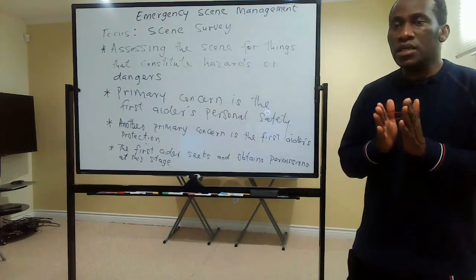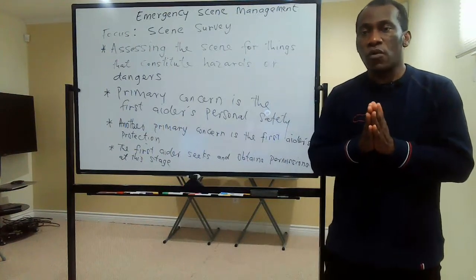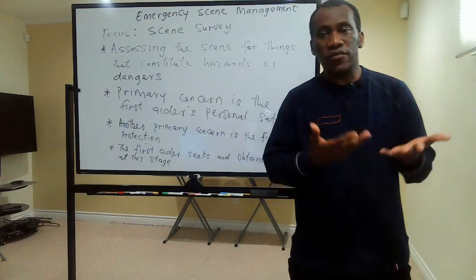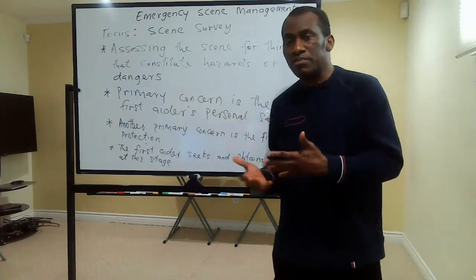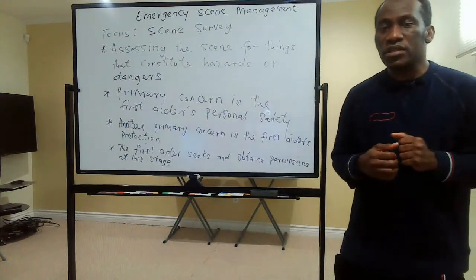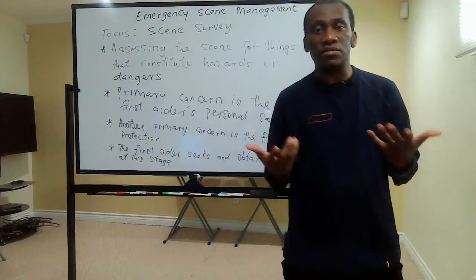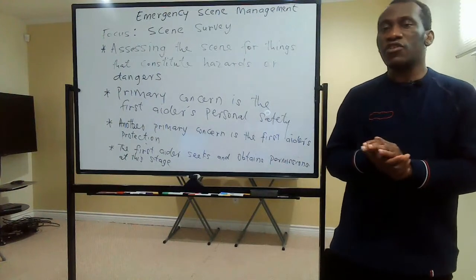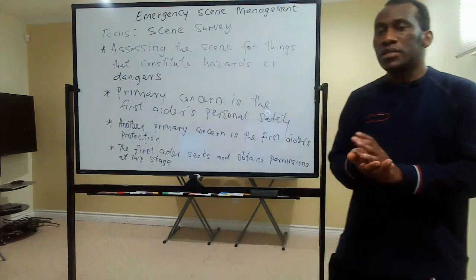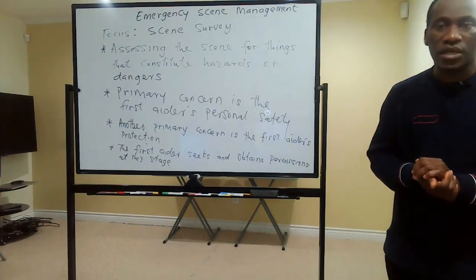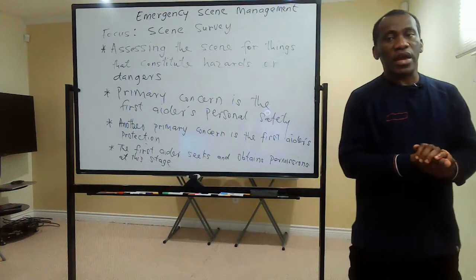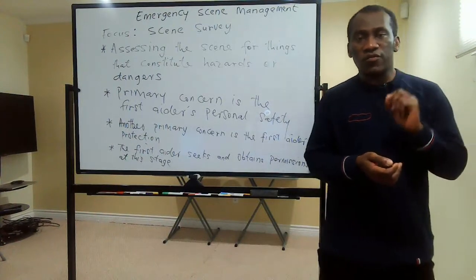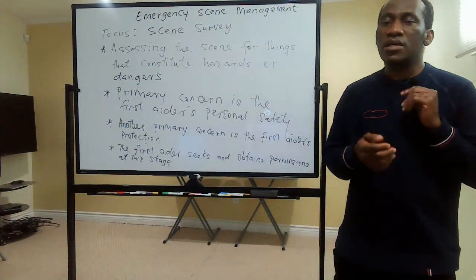Remember that I mentioned the 4 broad stages when the first aider tries to help the patient. Remember that the patient is the person who has need because of emergency. So there are 4 stages. Stage number 1, scene survey. Stage number 2, primary survey. Stage number 3, secondary survey. And stage number 4, ongoing patient care. Today I want to focus on the first stage.